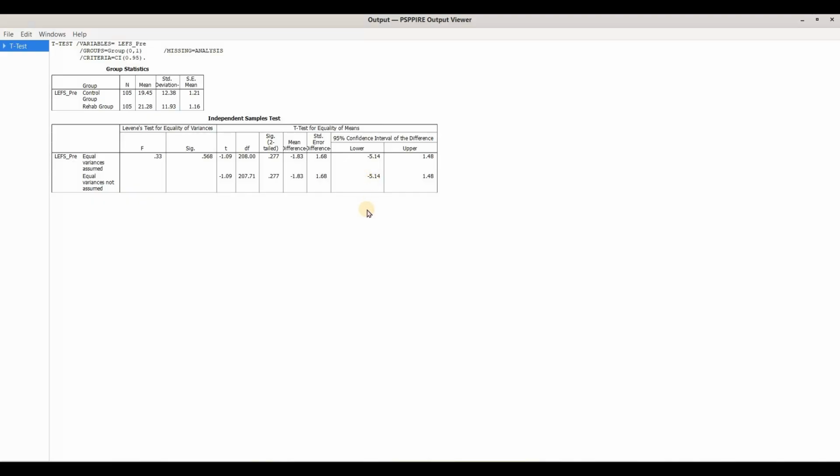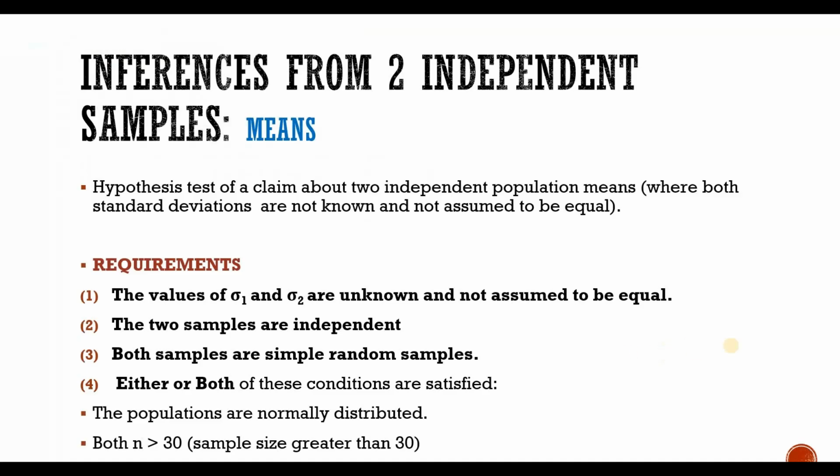And it's important for you guys to note as well that when you're doing an independent sample t-test, you have to ensure that certain requirements are met before you do the test. So what are the requirements? There are different scenarios, but the most common scenario would be that you're doing a t-test for 2 independent population means where the standard deviations for the populations are unknown and not assumed to be equal. There are different scenarios where it could be assumed to be equal, assumed to be different, and all of that. But this method here is the most common method, and that's the test that PSPP uses.